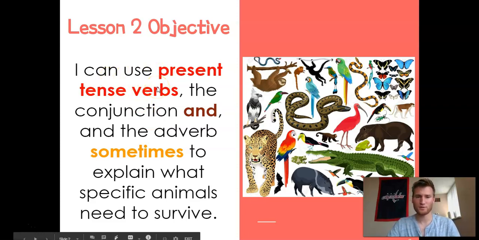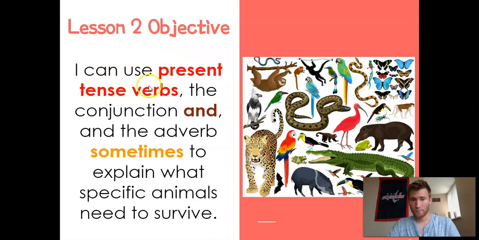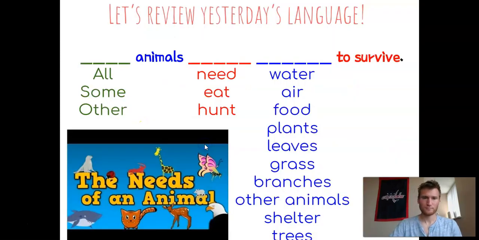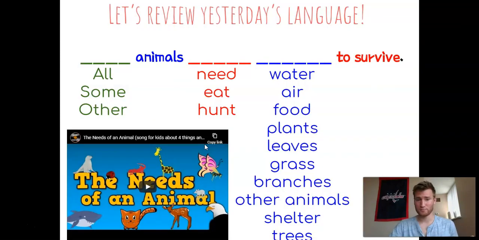Your turn. A present tense verb would be eats, drinks, hides, lives. All of these are present tense verbs that talk about what animals do to survive. We're also going to use the conjunction and, which you are all very familiar with, and the adverb sometimes. Let's practice yesterday's language. Before we do, let's watch this really fun, groovy video to help us remind ourselves what the needs of animals are.